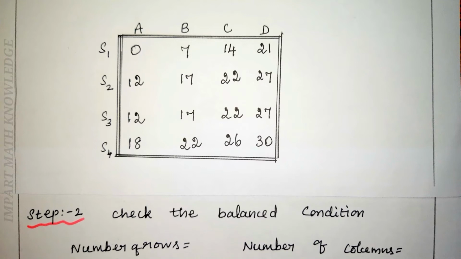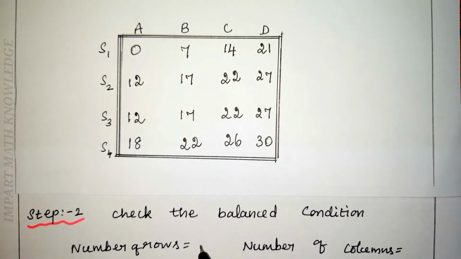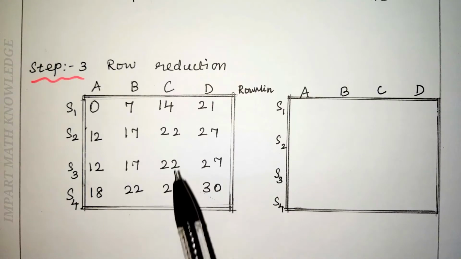Next we have to check the balance condition. That is, to check whether the number of rows is equal to the number of columns or not. In the given problem, we have 4 rows and 4 columns. Number of rows is equal to 4. Number of columns is equal to 4. Since the number of rows is equal to the number of columns, we can say that the problem is a balanced one.